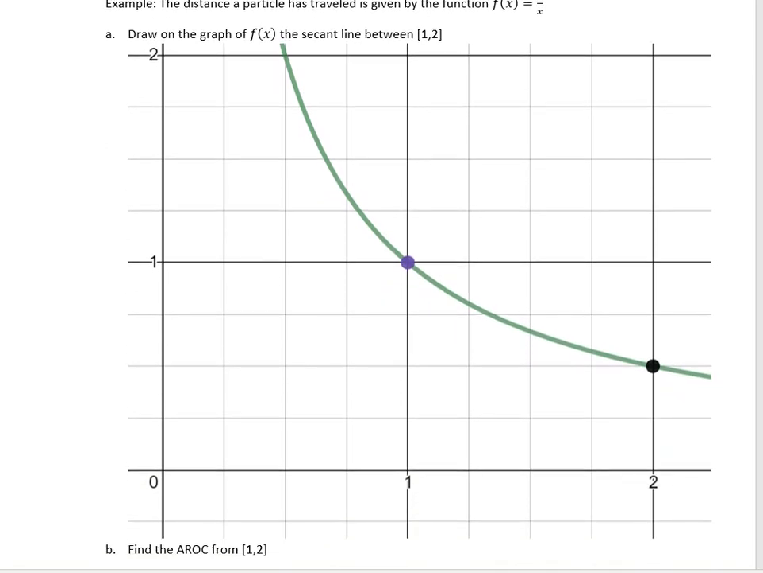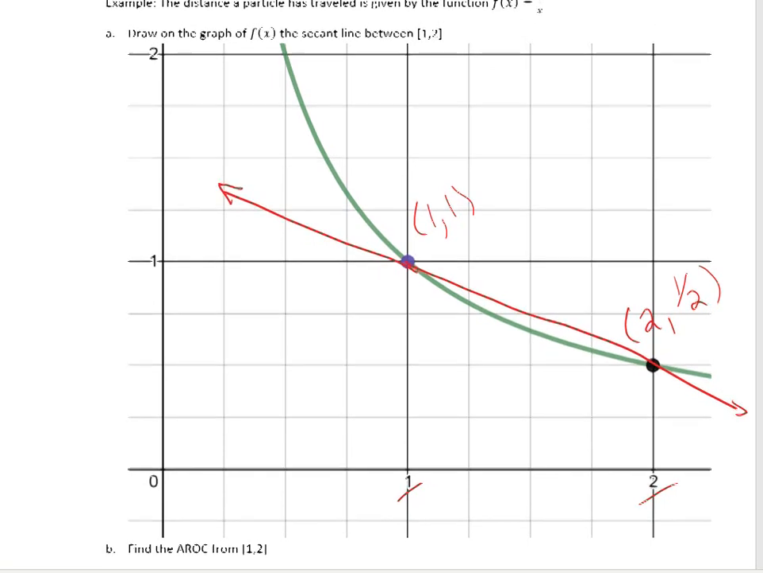All right, let's look at another example. So let's say that the distance a particle has traveled is given by the function f of x equals 1 over x. So what we want to do is draw a graph of our function and the secant line between points 1 and 2. So if we look at this graph, between x is 1 and x is 2, we have these points (1, 1) and (2, 1/2). Okay, so the secant line is going to be the line that connects these two points on this graph. So this will be our secant line.